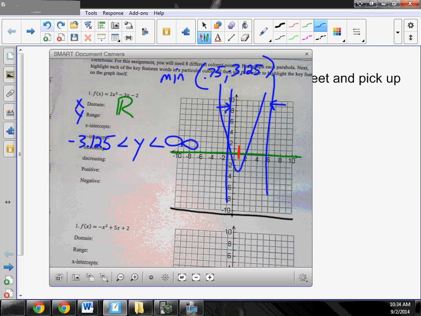Now we have to be careful. Can y be -3.125 exactly? Yes. So we actually need to write this as less than or equal to. Can the y value equal infinity? No, you can't get there. In fact, the more you travel toward infinity, you never get any closer.